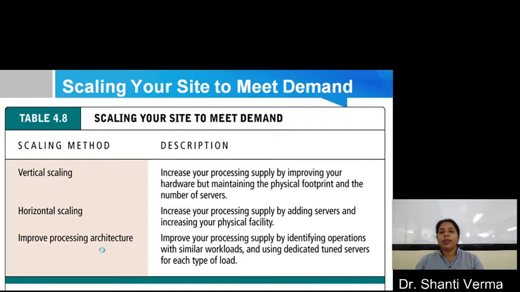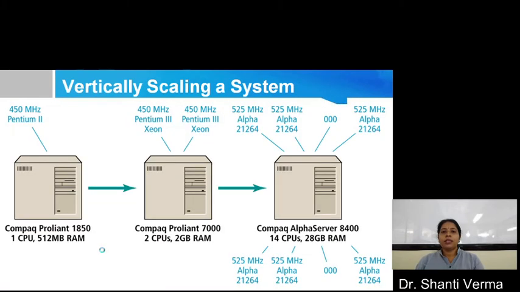Next is improving processing architecture. It involves improving your processing supply by identifying operations with similar workloads and using dedicated tuned servers for each type of load. Let's first discuss vertical scaling.